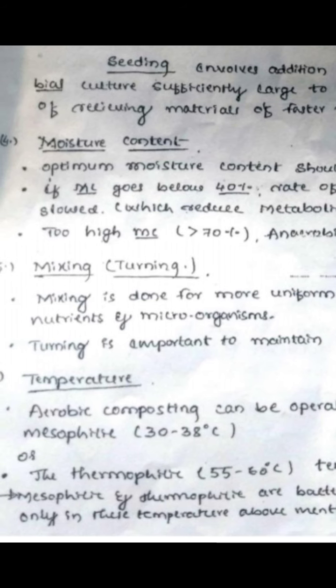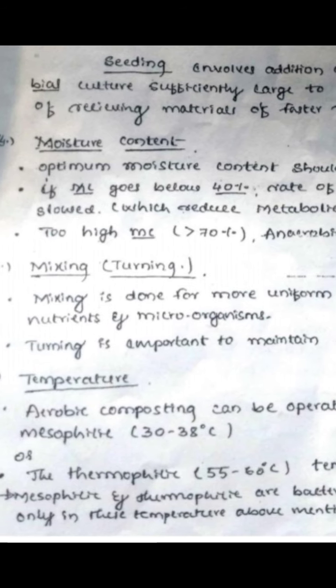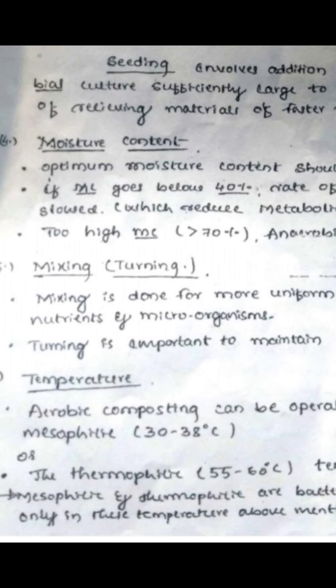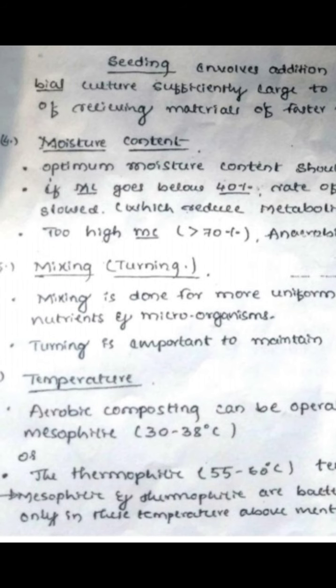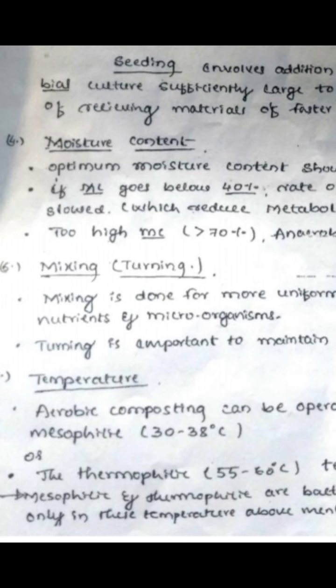That should be maintained; that is the optimum. More than that should not be provided. Moisture should be around 50 to 60% to get the optimum result. If it is below 40 percent, the rate of composting will be slower. If it is more than 70%, anaerobic conditions would be set. That's why it should be maintained around 50 to 60 percent. So that's about the moisture content.